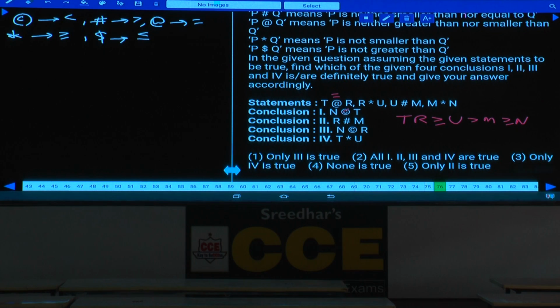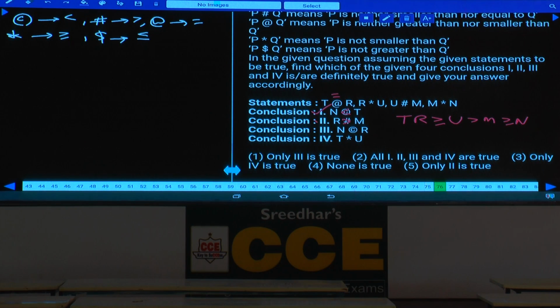N is lesser than T. Yes, tell me whether N is lesser than T or not. T greater than N and N lesser than T, definitely true. Then coming to the next one, hash. Hash means R greater than M. Now the relation between R and M is greater than or equals to, hence R greater than M is definitely true.